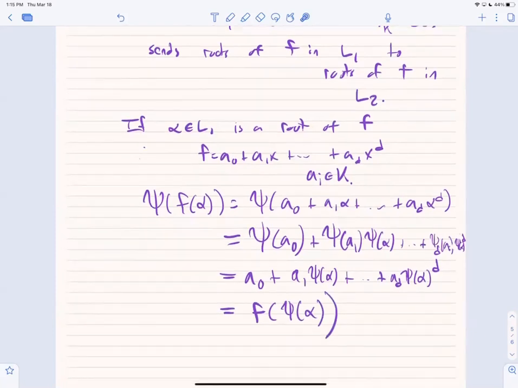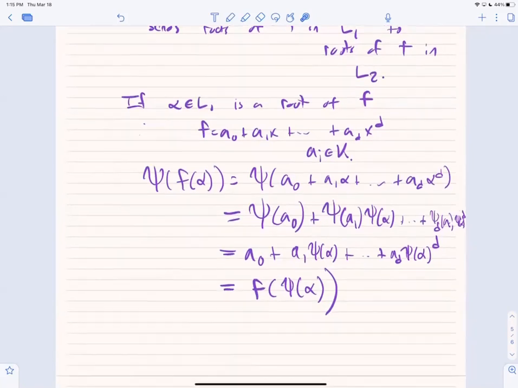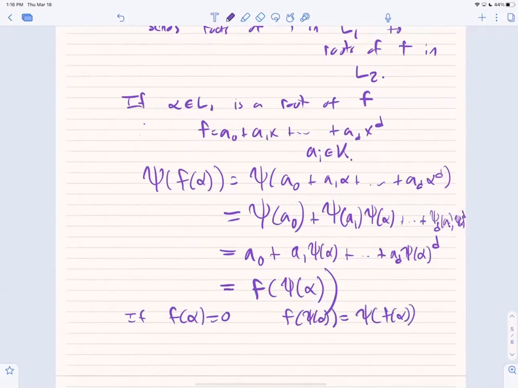Okay, so psi of F of alpha is F of psi of alpha, is what we just showed. So if F of alpha is equal to 0, then F of psi of alpha is psi of F of alpha, which is psi of 0, which is 0. So this is an important rigidity property of maps of field extensions, that they have to send roots of a polynomial to roots of another polynomial.